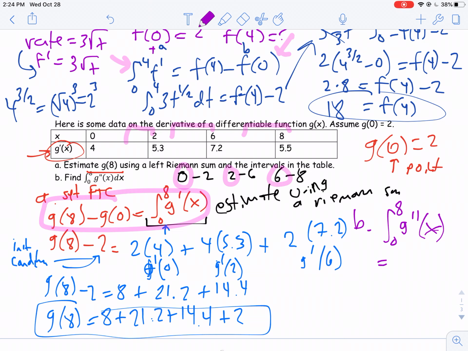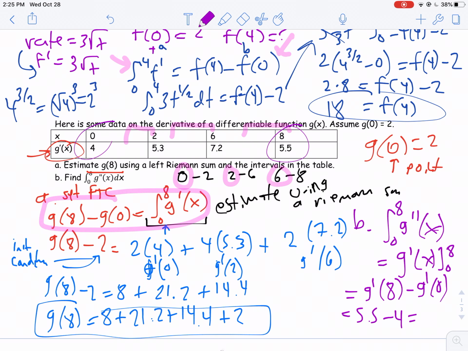Because if you integrate g double prime, that'll give you g prime of x, going from 0 to 8. So it'll just give you g prime of 8 minus g prime of 0, right? If you integrate g double prime, you get g prime. So that's just 5.5 minus 4. I just got those values right here from the table, which is 1.5.